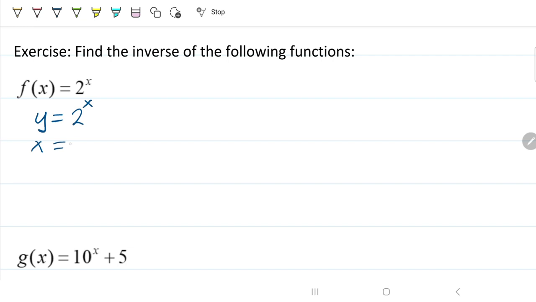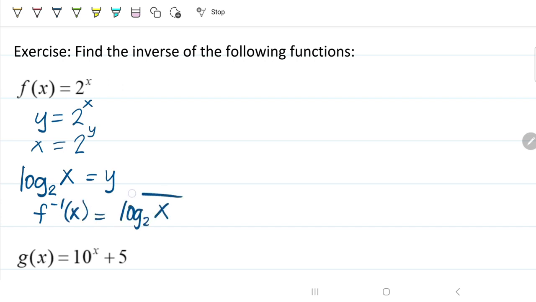So x is equal to 2 raised to y. Then we are going to solve for y in terms of x. Transforming this into its equivalent logarithmic form, we have log base 2 of x is equal to y. And transforming y into f inverse, we have our final answer: f inverse of x is equal to log base 2 of x.